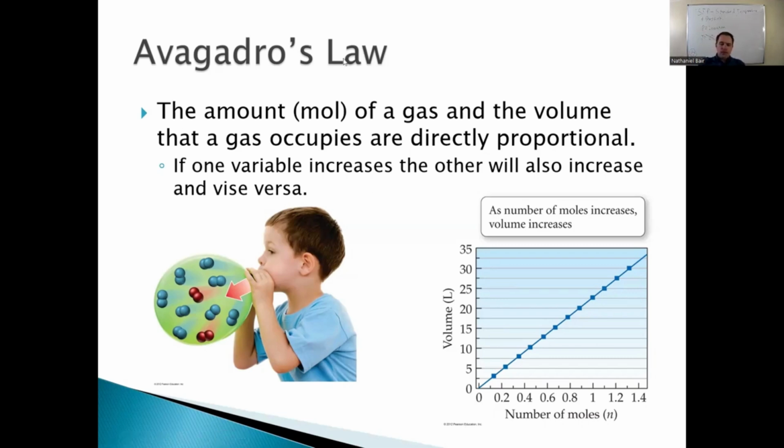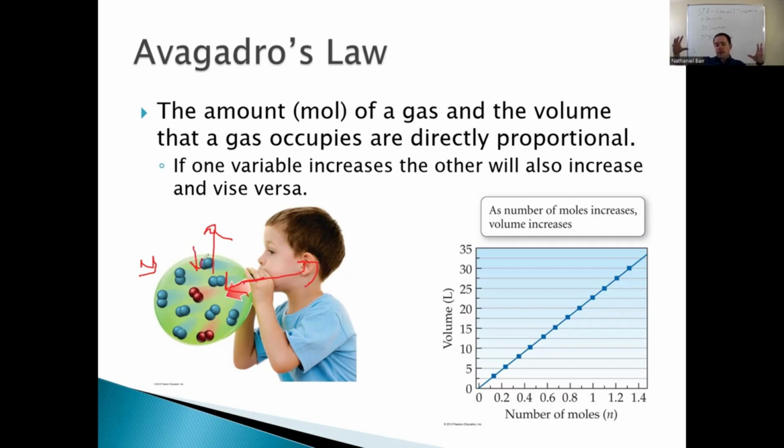Amadeo Avogadro said, if you have a container that can change its volume, like a balloon, a non-rigid container, then the volume of the system is going to be directly proportional to the amount of gas. And this, of course, is common sense. If we take a balloon and put more gas in there, it's going to get bigger. And if we take the same balloon and let some gas out, it's going to get smaller.